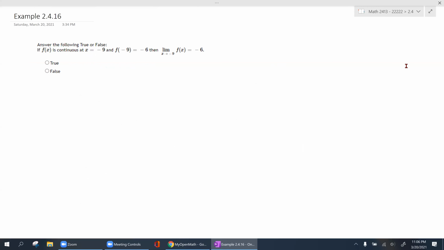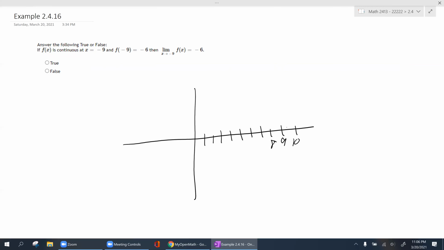Okay, and here's a true or false one. I'm told that my f of x function is continuous at x equals -9. You can go ahead and make an example, 1, 2, 3, 4, 5, 6, 7, 8, 9, 10. So that's 9, that's 8, that's 10. I'm going to say that it is continuous at 9. And I'm told that whenever x equals -9, oh, it's the other way, I'm sorry.